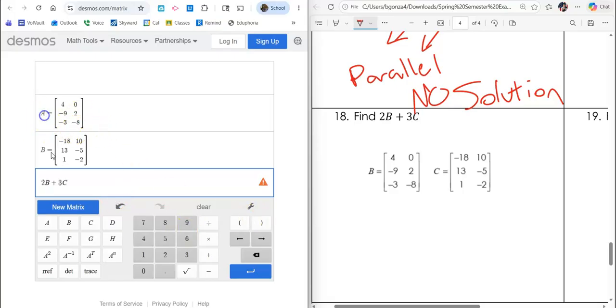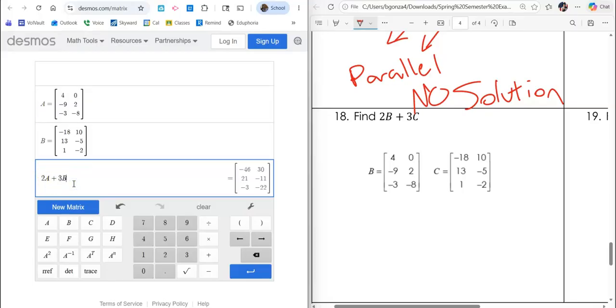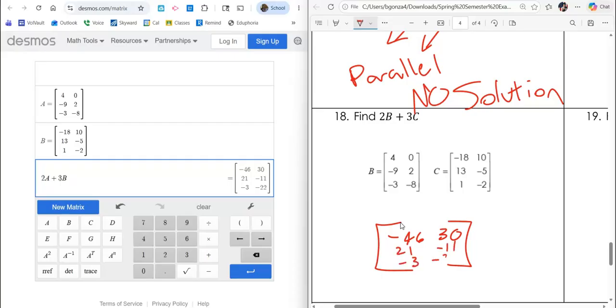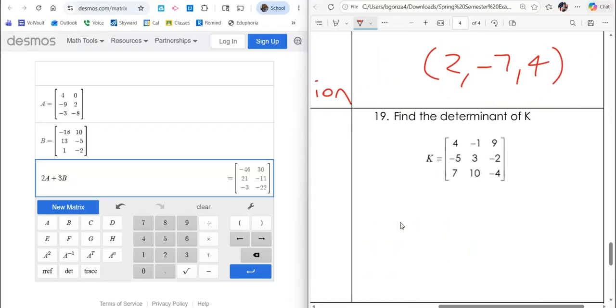Just type it in. It should work. Oh, whoops. Now, careful, because our B is A. I mean, this B is our A. This C is our B. So don't get those B's confused. Anyways, if you use these matrices, this is what you get.